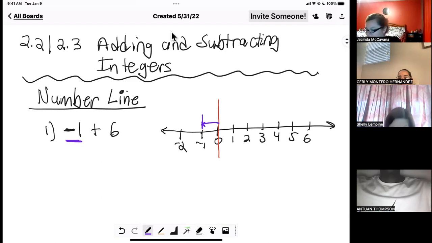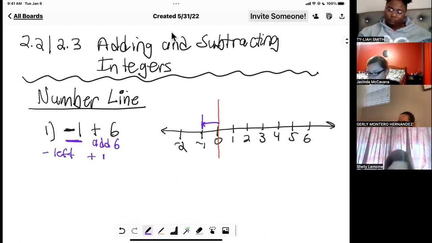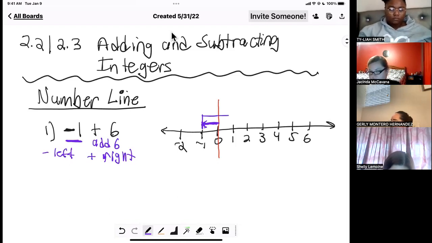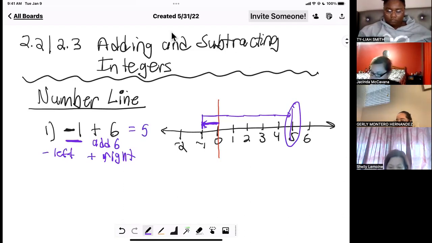Then it says add 6 to it. So I'm going to count 6 to the right. Negative means left. I should probably say that. Negative means left, positive means right on a number line. So I went left 1 for negative 1. Now I'm going to go right 6, not to 6, but 6 total integers. So 1, 2, 3, 4, 5, 6. That's my answer. The answer's 5. So it says go left 1 and then go right 6. Left 1, right 6. That's exactly what negative 1 plus 6 means.